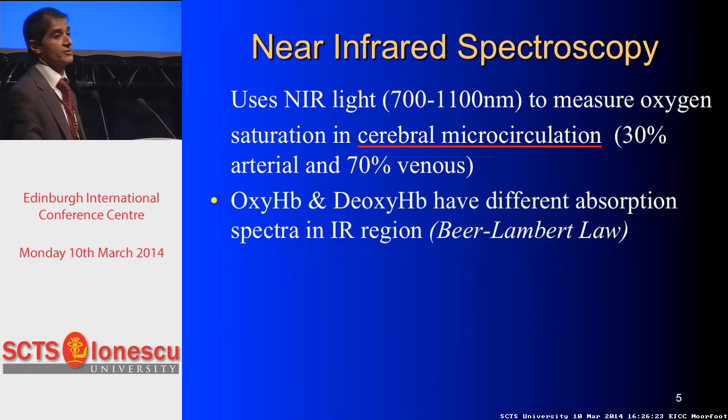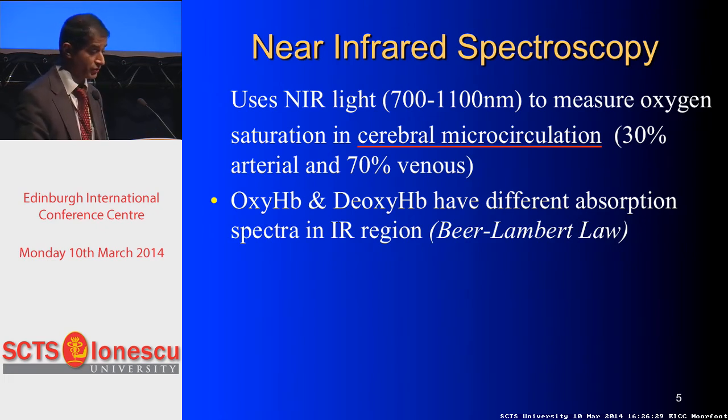Now, there are 3 features of near-infrared spectroscopy which lend itself to monitoring for cerebral perfusion. And the first is that both oxyhemoglobin and deoxyhemoglobin have different absorption spectra in the infrared region, and that's actually just an application of the Beer-Lambert law, which we use routinely in pulse oximetry.